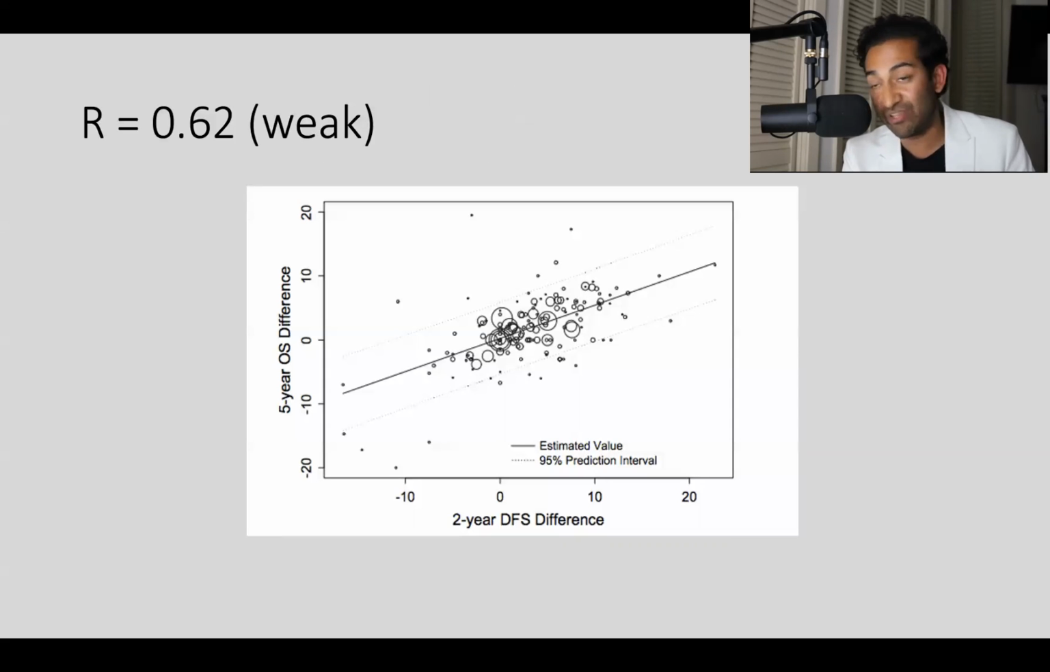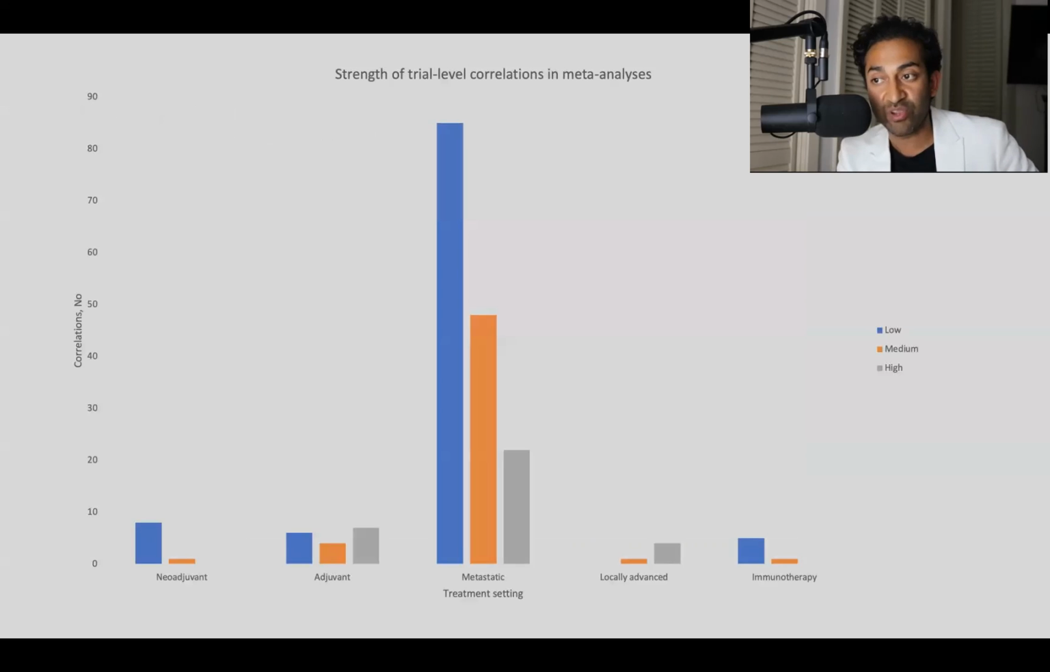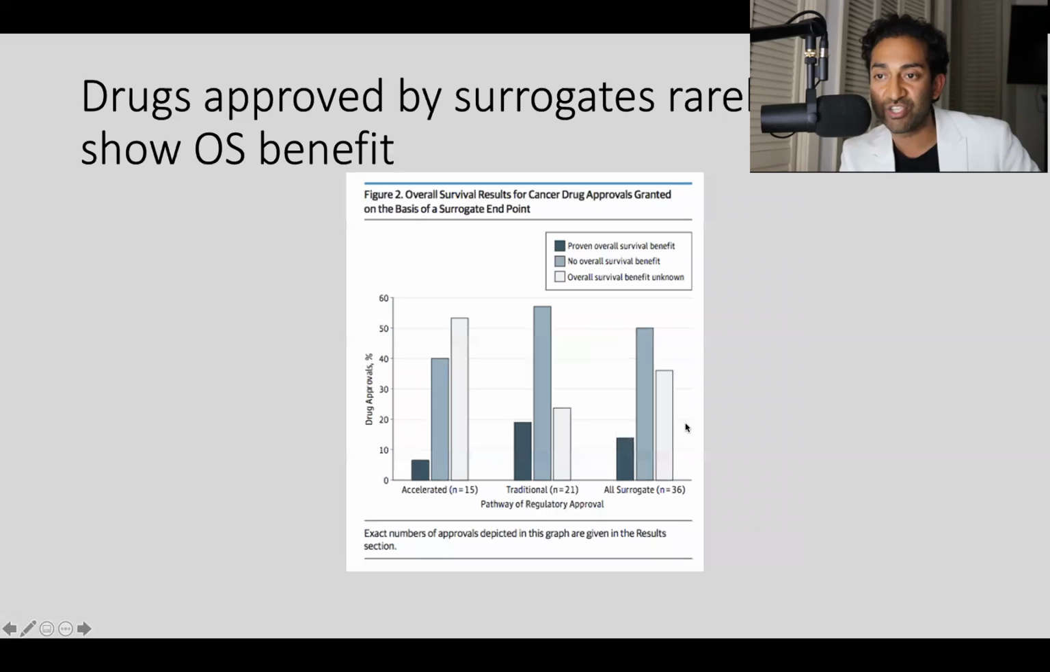We talked about IDFS or DFS and adjuvant breast cancer. I showed you an example of the figure. You saw 2-year DFS on the X and 5-year OS on the Y, one metric of the relative difference. Each dot is a randomized controlled study. The size of the dot is proportionate to the sample size of the study. I showed you the R was 0.62, which is weak. IQWiG from Germany would say unsuitable for regulatory decision making. And I showed you that most of the surrogates we're using are quite weak. The blue is weak in the metastatic setting, weak, or medium, which is also considered unsuitable for regulatory decision making. And just a few were good correlations.